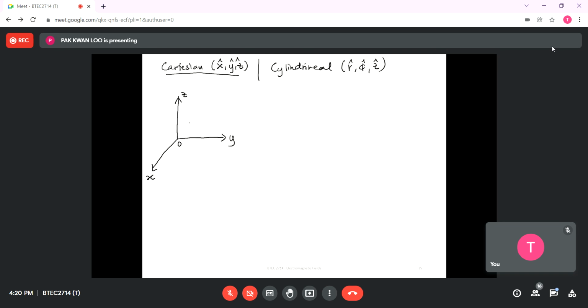Okay, so now you try to imagine that you are looking down from this direction. Okay, the arrow. So imagine that you are looking down from this direction. So now your point of view should be like this. So I will replace this with unit vectors. Yeah, unit vectors.